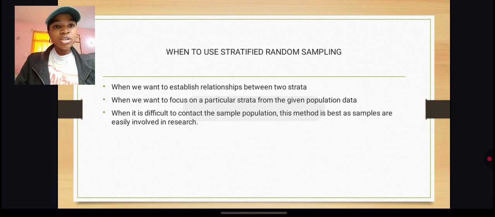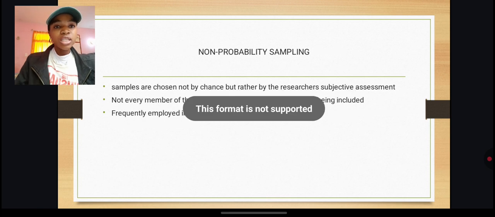When to use stratified random sampling: when we want to establish a relationship between strata, when we want to focus on a particular stratum from the given population data, when it is difficult to conduct the sample population. This method is best as samples are easily involved in research.